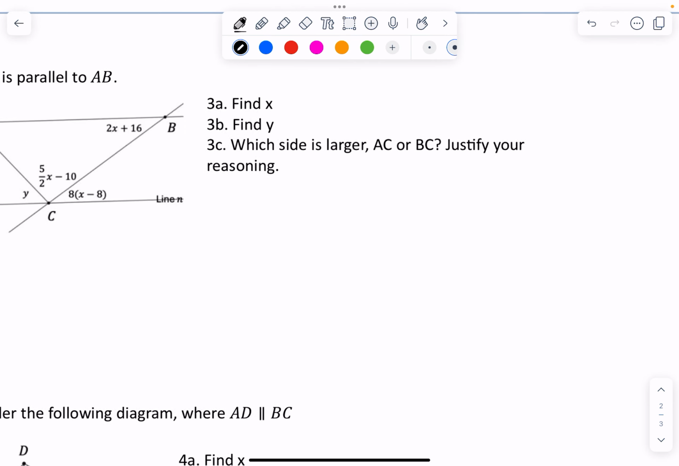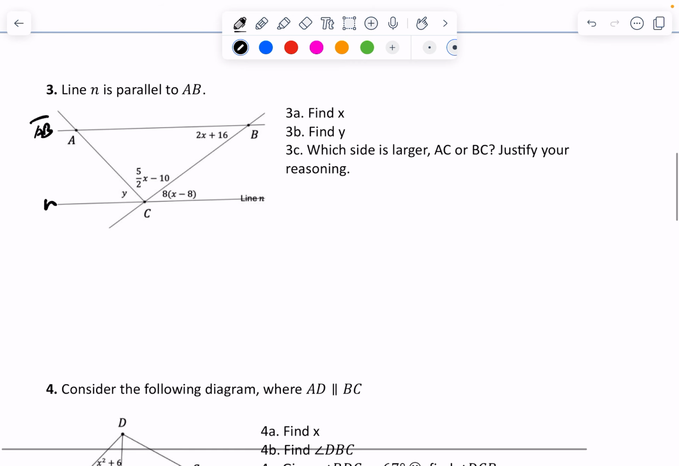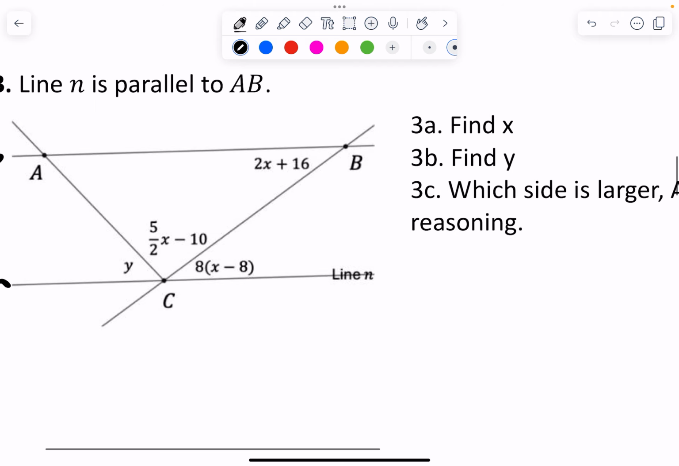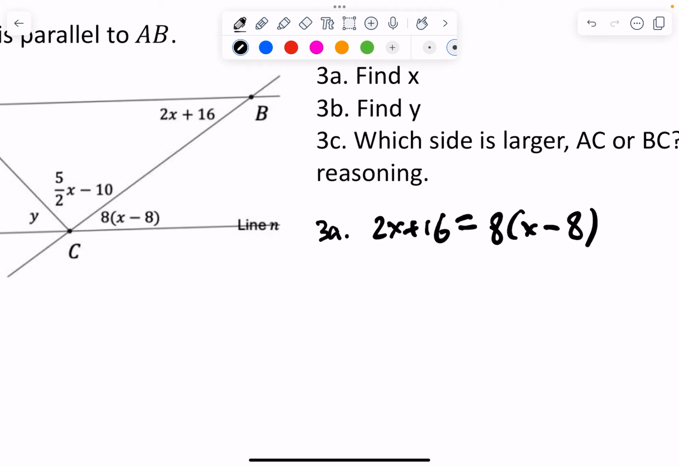Problem 3. Line N is parallel to AB. This is line N, right? This is line N. This is AB. So first of all, find x. Okay, so how would you find x? Well, we would have to use properties of parallel lines. Because this angle is equal to this angle. So we can say that 2x plus 16 is equal to 8x minus 8.